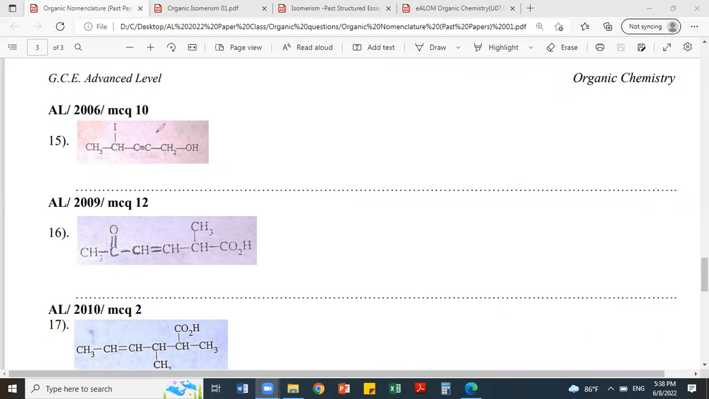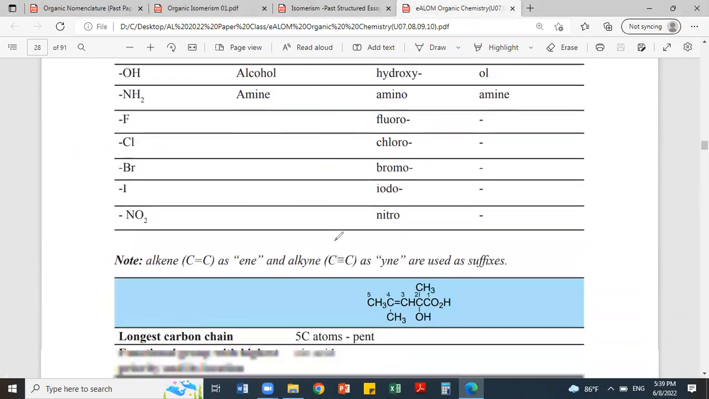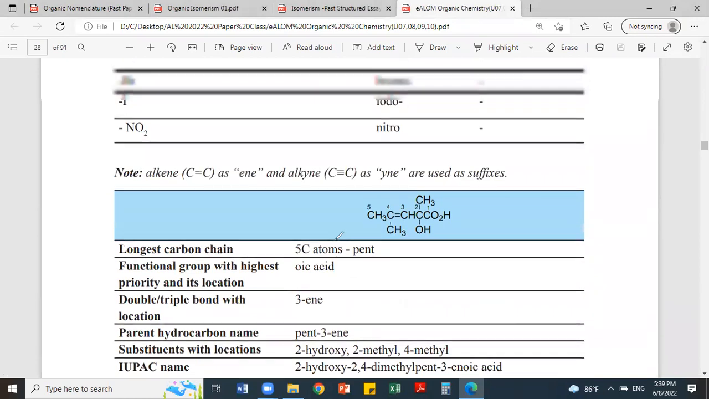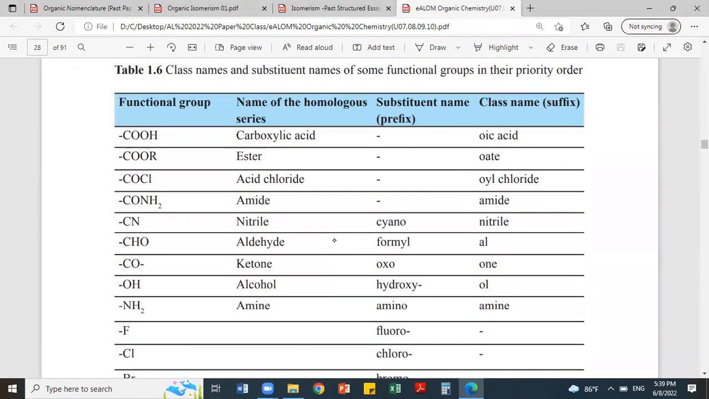First, you have to select the carbon chain, right? The longest carbon chain containing the functional group. Functional group means what? These are the groups. It's given in the resource book, which you can get from the NIE website. In this resource book, you can see page number 17, organic chemistry resource book, page 17. They have given the functional groups, right?